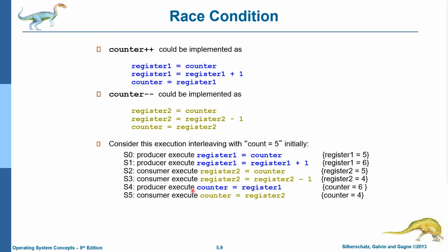And when it is swapped out, the producer resumes and stores its value from register 1 into counter, which places it at 6. Then the consumer resumes later, and it stores the value in counter that it had in register 2, which is 4. So at the end of this process, while it should have been 5 as our correct count, our actual value is 4.